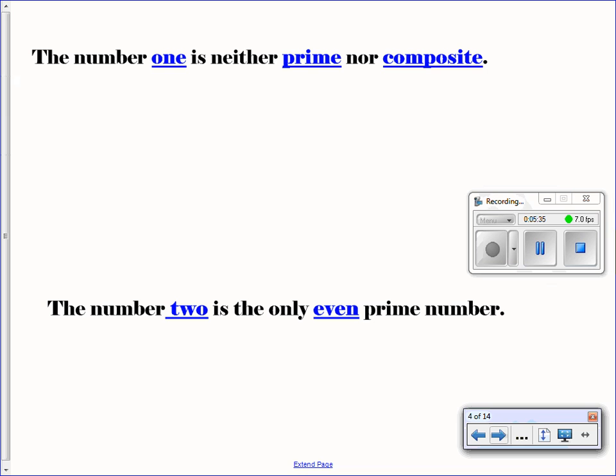Now, these two phrases are extremely important for you. The number 1 is neither prime nor composite. The number 2 is the only even prime number. Those two phrases are extremely important because you will see them again this year and as you continue on in your education.